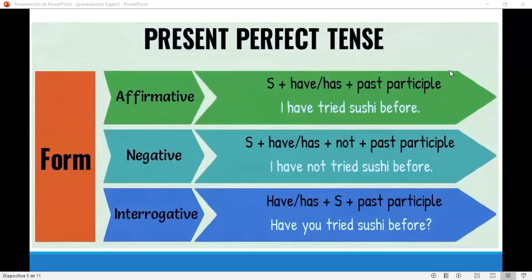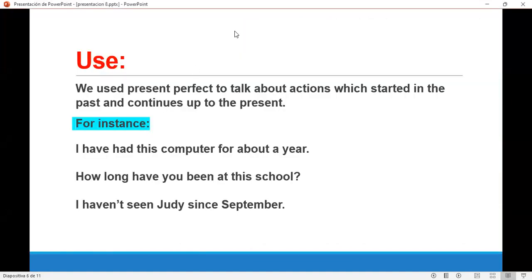Okay, so let's continue with the class. Okay, we're going to practice the present perfect, the simple present perfect. Okay, so here we have the used. Christopher, can you read it, please?